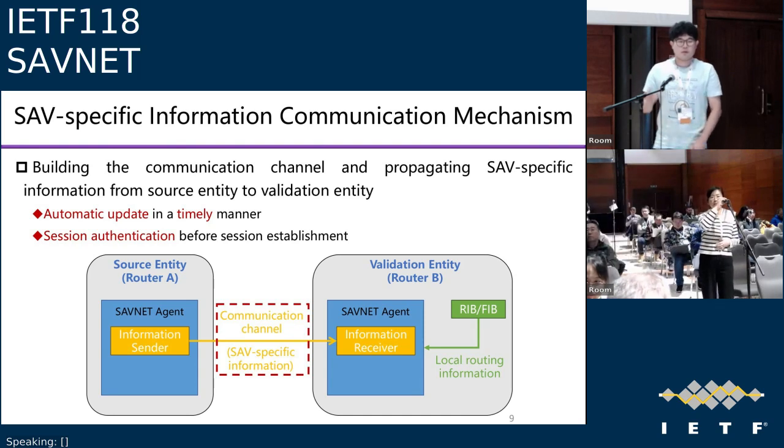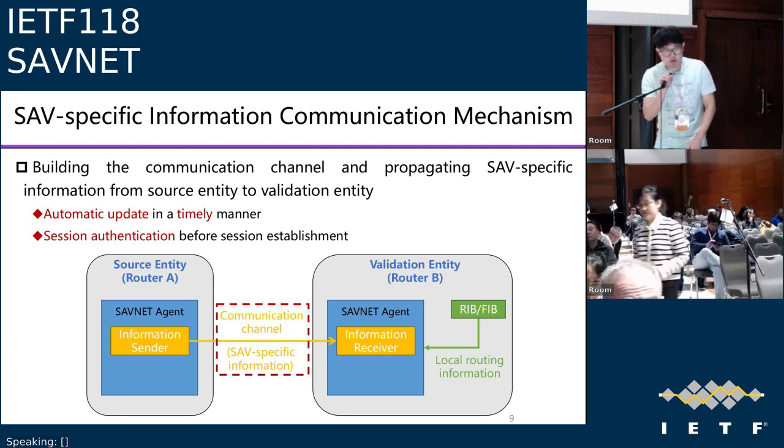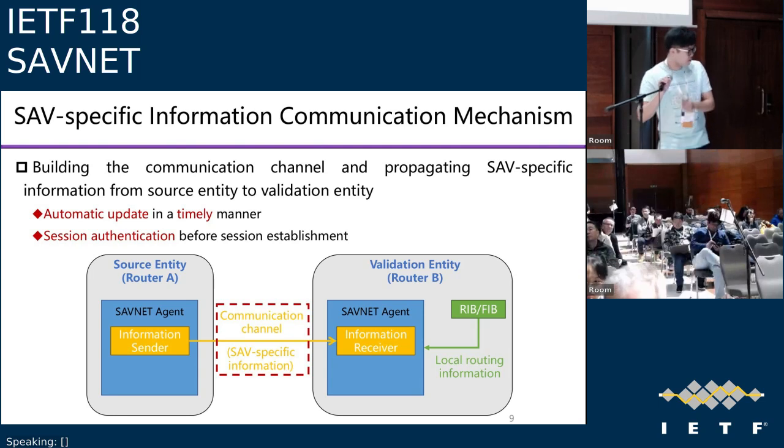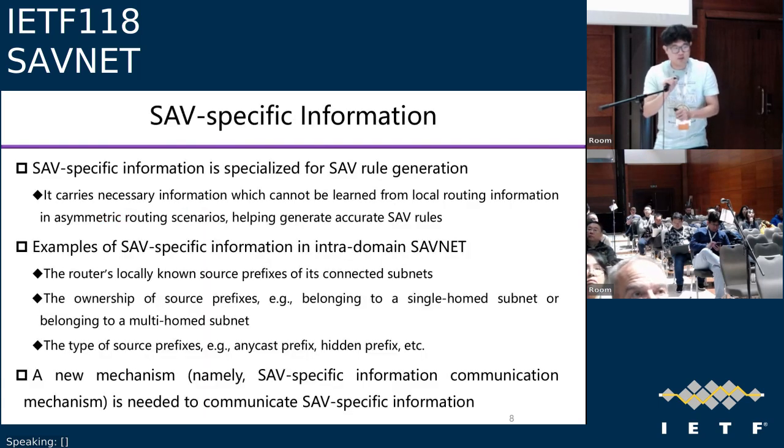Okay, thank you. Yes. So the current architecture mainly focuses on how to generate SAV rules in the control plane, right? So maybe we can add some data plane considerations in the next version. Thank you. And for the first question, you mean the ownership of source prefix can also be learned through IGP, right?